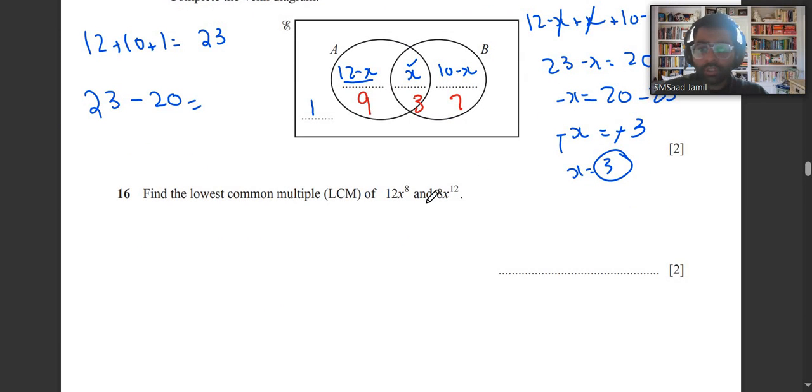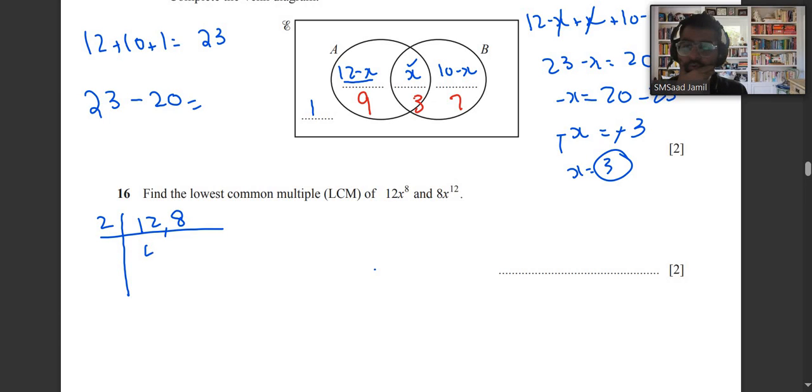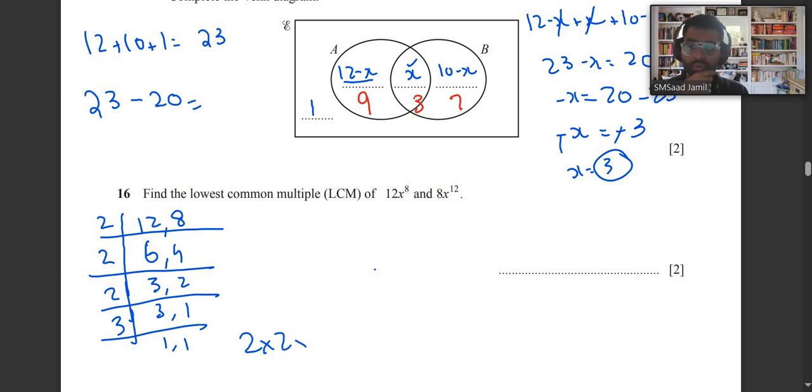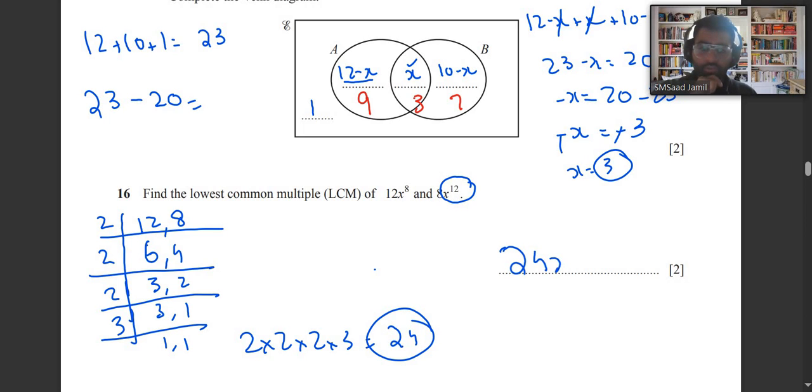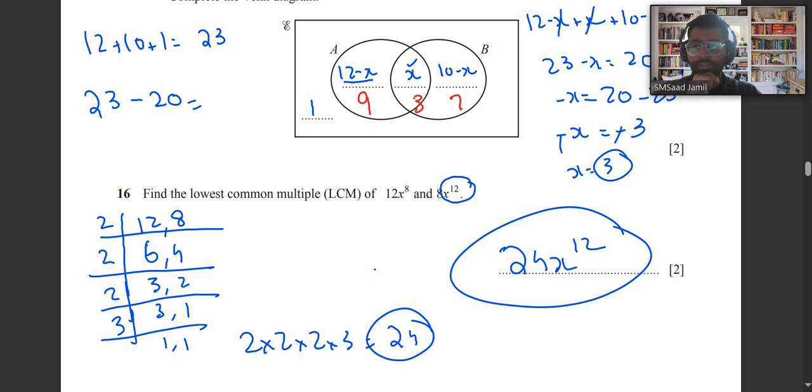Now find the lowest common multiple of 12x8 and 8x12. To find the lowest common multiple of 12 and 8, we will do this: 12, 8, 2 6s are, 2 4s are, then again 2 3s are, 2 2s are, then again 2 3, 2 1s are, and then again 3 1s are, 1s are. So 2 multiplied by 2 multiplied by 2 multiplied by 3. 2 2s are 4, 4 2s are 8, 8 3s are 24. And what is the highest value of x over here? x raised to power 12. So the answer is 24x12. That's how you solve this.